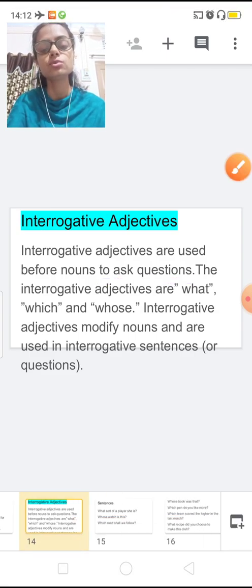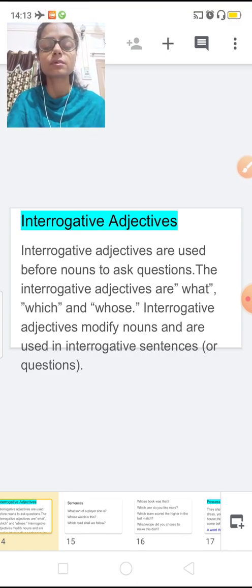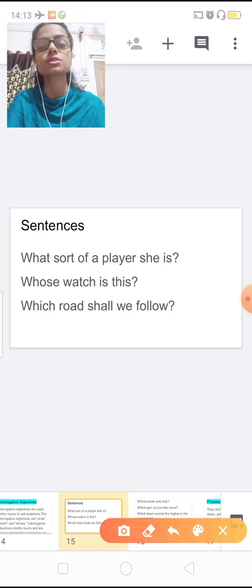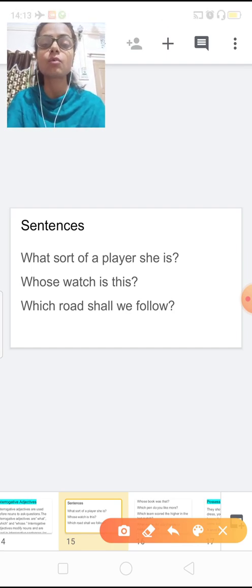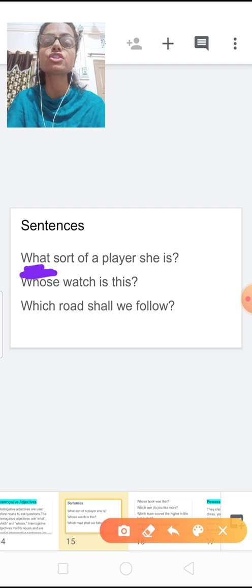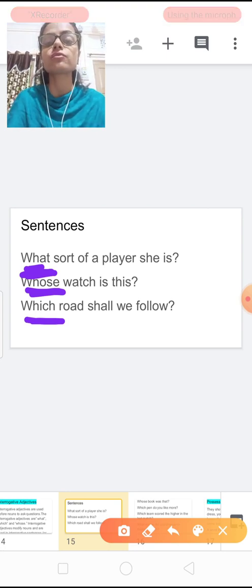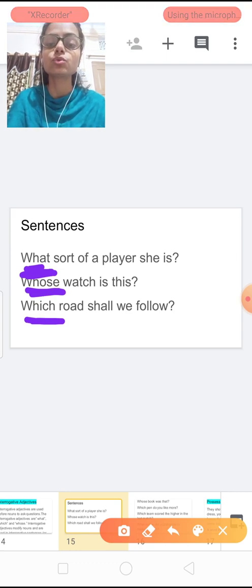Now, I am showing you some sentences of interrogative adjective. Now, one by one we'll study this. First sentence or a question: What sort of a player she is? Now, what sort, what? They are asking you a question, what sort? Whose watch is this? Whose? I am underlining the interrogative adjective. Which road shall we follow? Which?